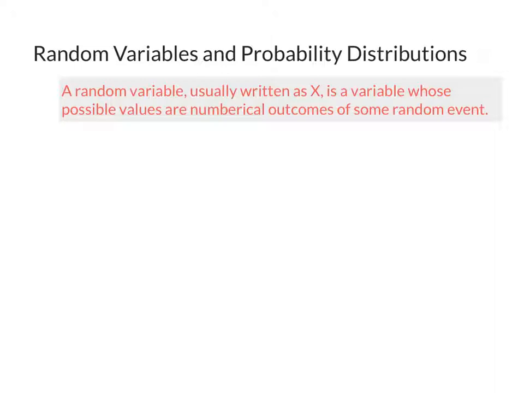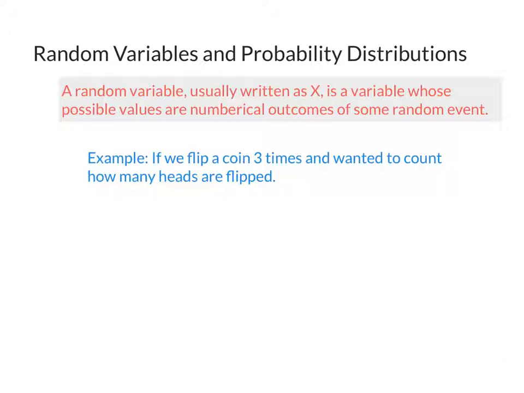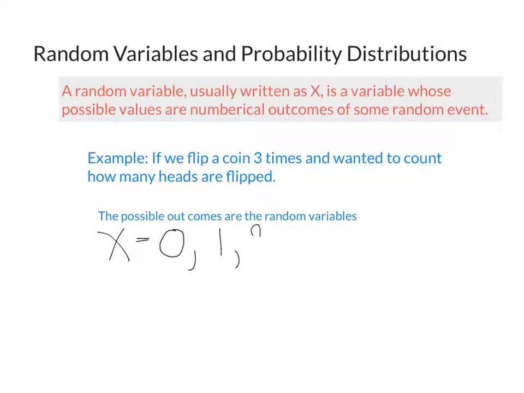Let's take a look at an example of what a random variable would be. The example is if we flip a coin 3 times and want to count how many heads are flipped. The possible outcomes of flipping that coin 3 times are what the random variable takes on. So our random variable X can be 0 heads out of the 3 flips, 1 head out of the 3 flips, 2 heads out of the 3 flips, or 3 heads out of the 3 flips. Those are all of the different possibilities.